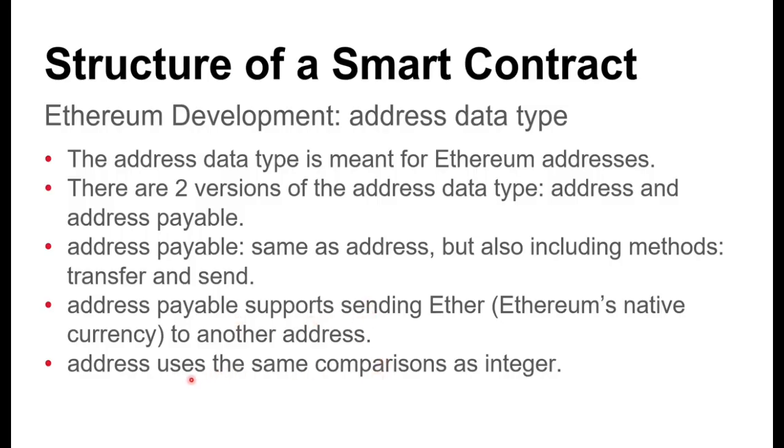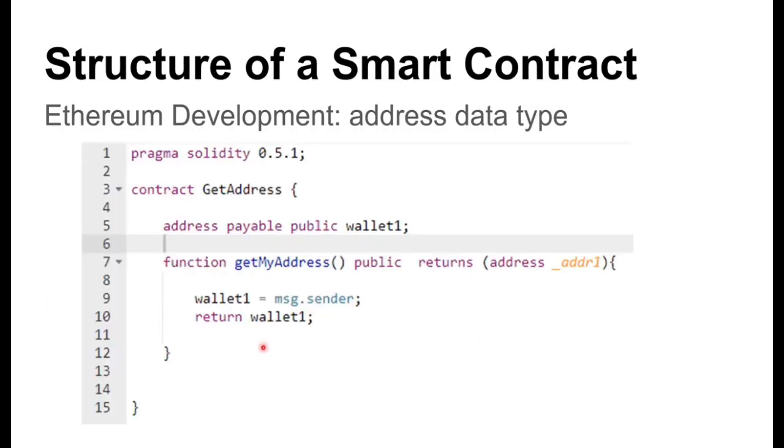And the address uses the same comparators as integer. So we can see here some examples of a wallet, and you can see here a wallet here. The address payable has the sender.